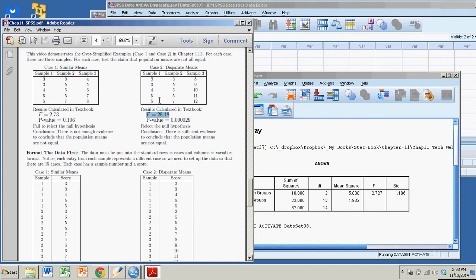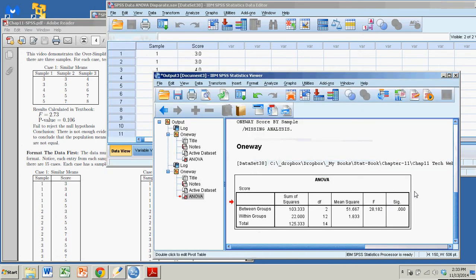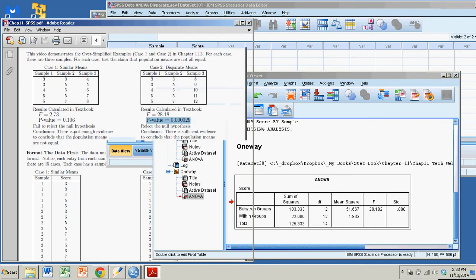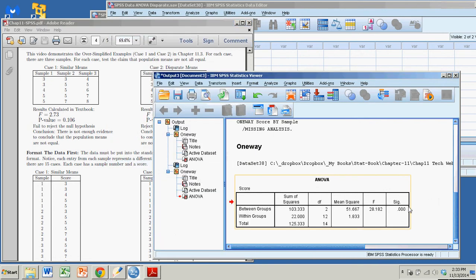So here's the output from SPSS. Again, the test statistic, 28.182. That's what we got when rounded to 2 decimals. The significance of the test statistic, also known as the p-value, is 0.00, which in this case, if you round 0.000029 to 3 decimals, you get 0.00. I'm not a big fan of SPSS doing that because it's not really 0.